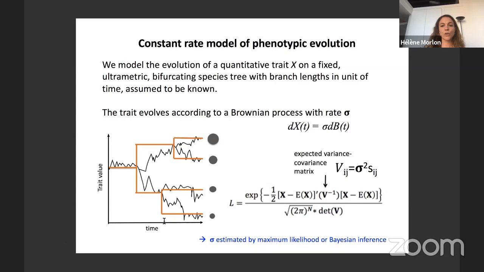So here, for example, if we look at the expected covariance in trait values between two species, it will be proportional to the evolutionary rate and to the time since the origin of the clade to the divergence between the two species. So same general principle, we're able to compute the likelihood, and this gives us the possibility to maximize this likelihood and to obtain estimates of our parameters. So here, estimates of the rate of phenotypic evolution.